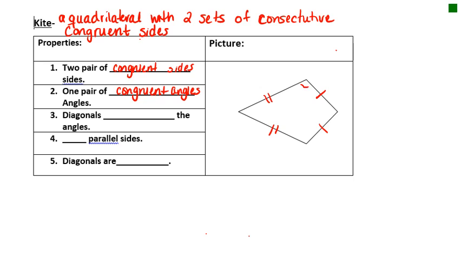So if you look, this angle's congruent to this one. There's no pair of parallel sides unless the kite has turned itself into a rhombus, where all the sides are congruent. Then you could have parallel sides, but they're not necessarily parallel. In fact, when we're talking about a kite in particular and not a rhombus, then we're going to talk about no parallel sides.